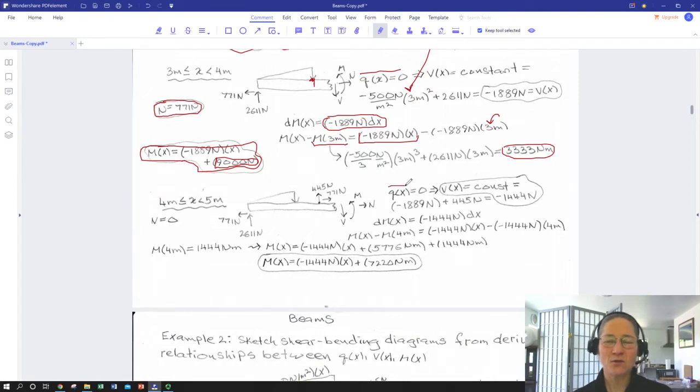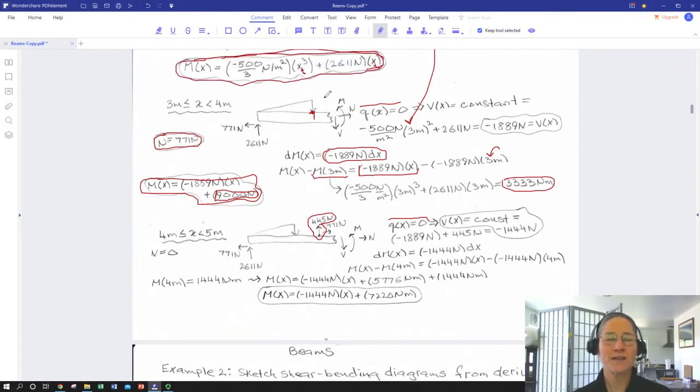So we still have no distributed load, so we know that the internal shear force is constant, but we have now passed this point applied load upward of 445 newtons. Back in this section the shear force was negative in the downward direction, which means it was in the vertically upward direction. So the shear force imparted by the right hand side of the beam that we'd cut off is pulling the rest of the beam up.